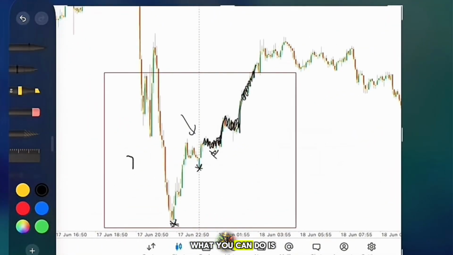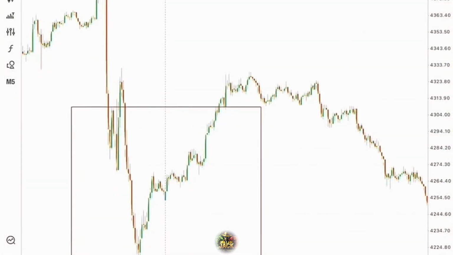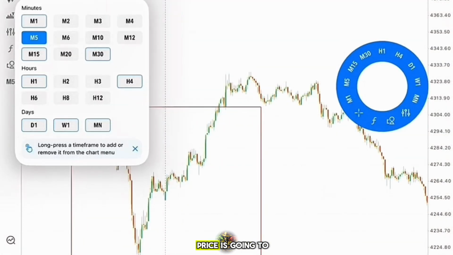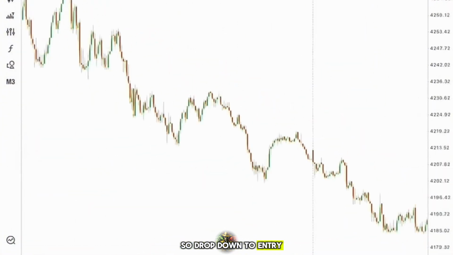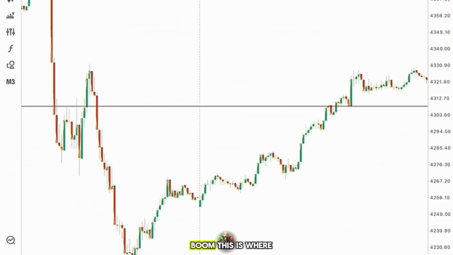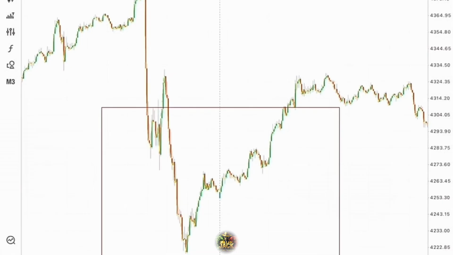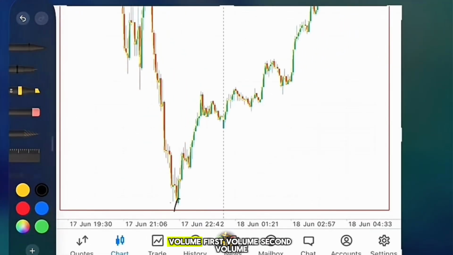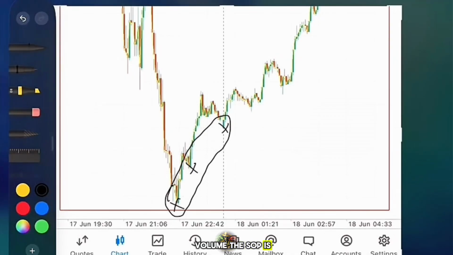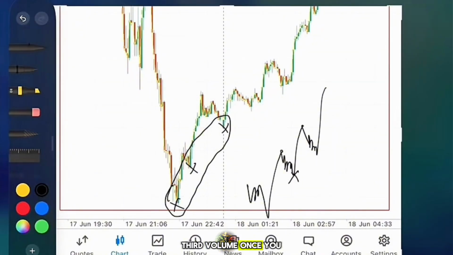Once you see this, you can drop down to the M3 time frame. You already know price is going to go up. So, down to M3. This is where it gets interesting. Look: first volume, second volume, third volume. You already have three volumes. The SOP is first volume, second volume, third volume. Once you mark this, look for pressure, and you can enter here. This is the SOP.